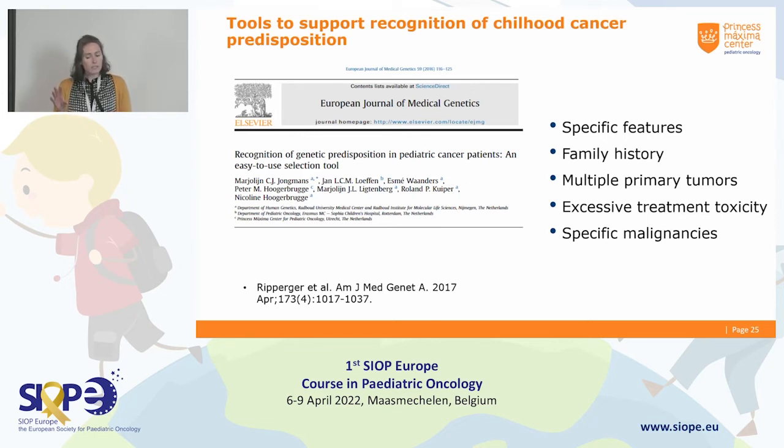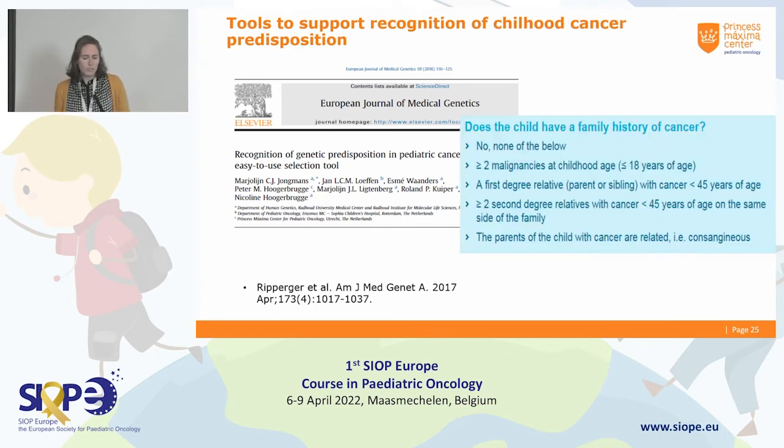So based on these 5 different groups, I developed such a tool. And this is one example. So 5 questions are asked about the family history, and if you answer one of these questions with yes, then the tool advises you to refer the child to the clinical geneticist. It's not said that the child has a syndrome, but at least it's good to have a closer look.